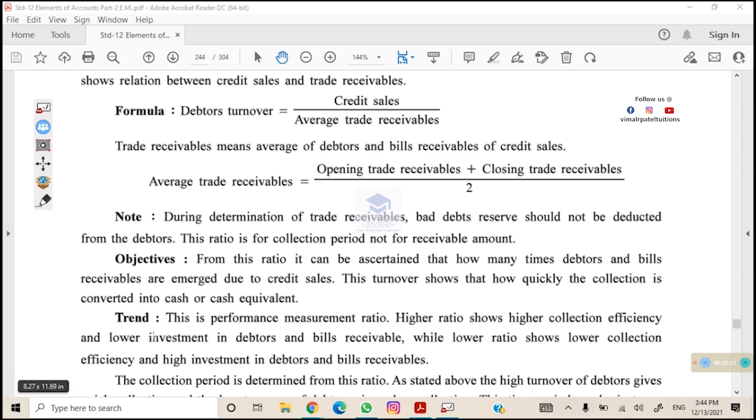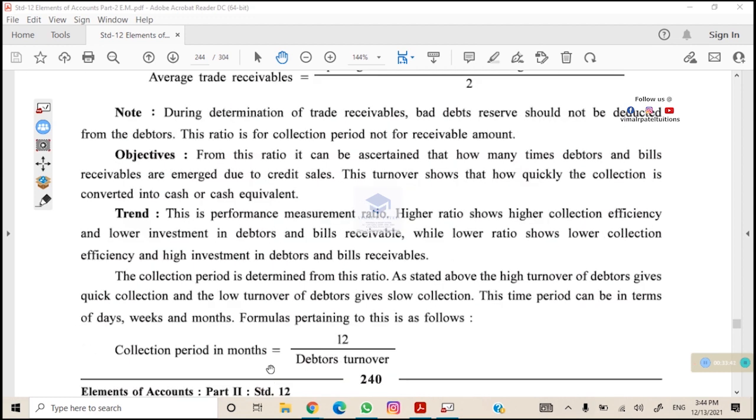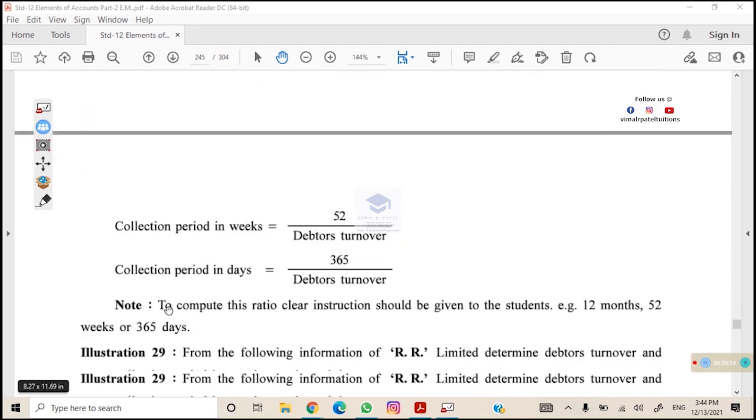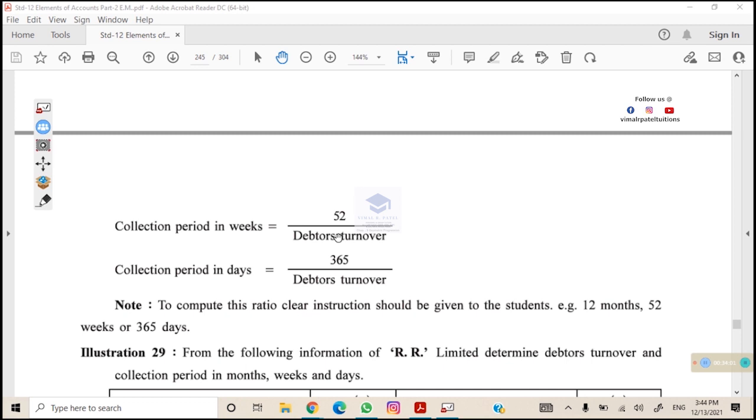Which will create liquidity problem, liquidity crisis if proper action will not be taken. Then from that you can calculate collection period. In how many months money is collected. So collection period in months means 12 upon debtors turnover ratio. If it is in days, then 365 upon debtors turnover ratio. And if it is in weeks, 52 upon debtors turnover ratio. Whether it is month, week or days, that will be clarified in your sum.